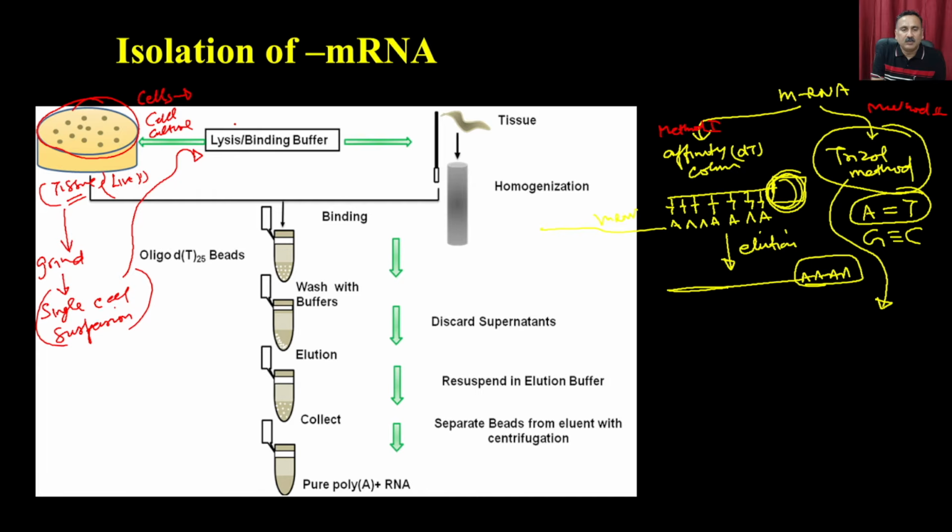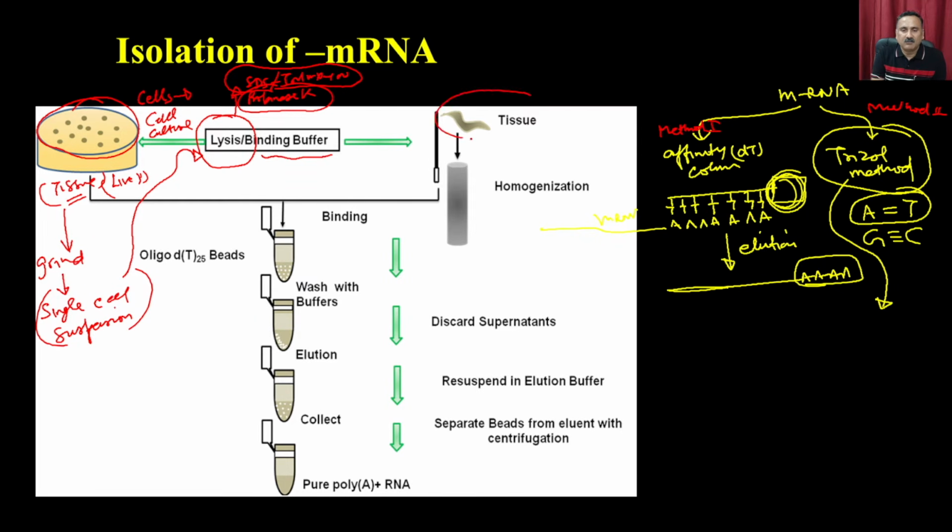So you put them into a lysis buffer. Mostly the lysis buffer contains SDS and also proteinase K. Sometimes it contains SDS or sometimes Triton X-100. So it basically contains the detergent and the proteinase K, and it also has the binding buffers. So you lyse the cells under the lysis and binding buffer.